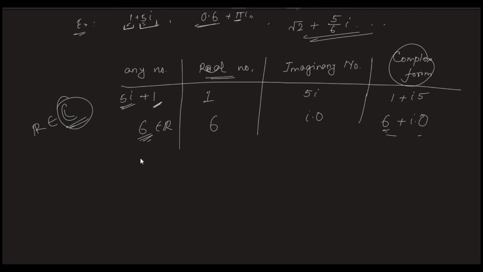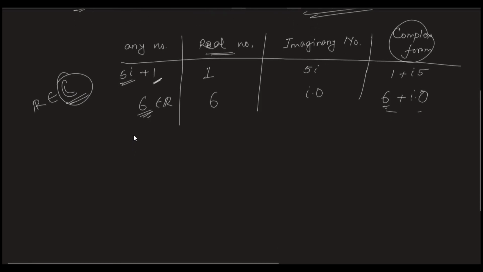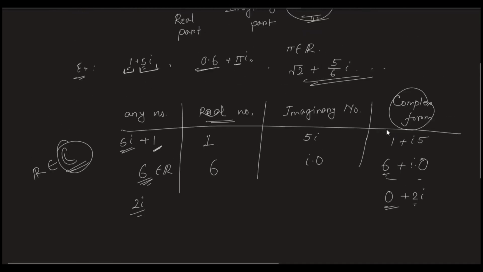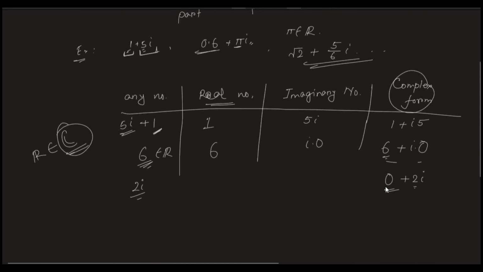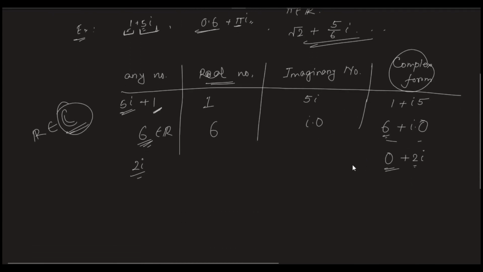Take another example, say 2i. Is this a complex number? Obviously it's a complex number. We can write this as 0 plus 2i. 0 is obviously a real number, and 2 is also a real number. So this is of the form a plus ib. So this is a complex number.